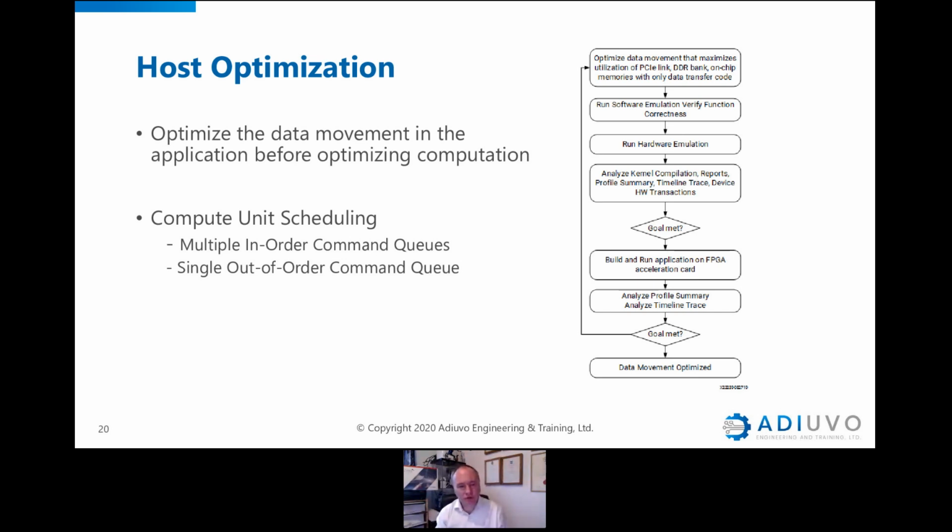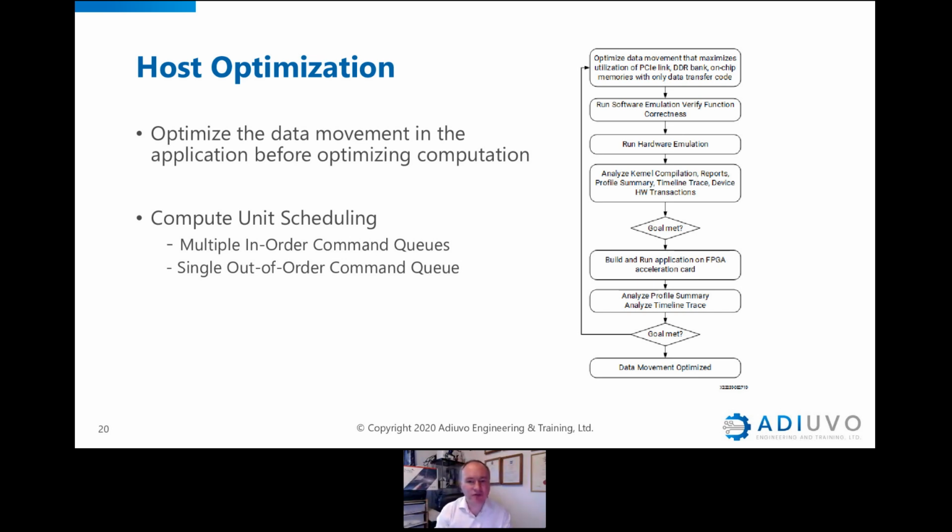With host optimization we can be quite efficient and focus on data movement between the processing system and the programmable logic. We want to move large chunks of data, not small chunks, in as optimal a way as possible. We might also want to look at the scheduling we run in our command queues. Normally we might also look at optimization of our PCIe link, our DDR bank, and on-chip memories.